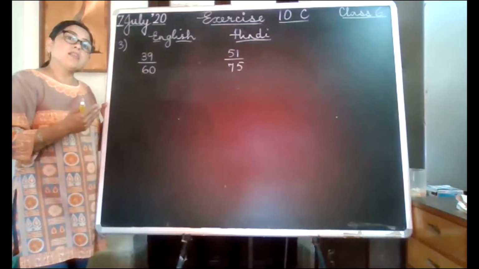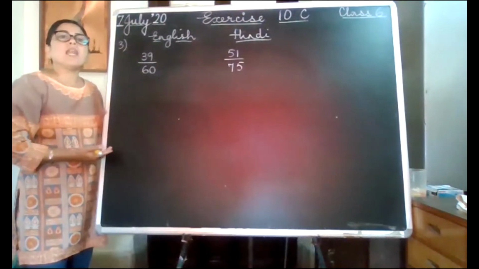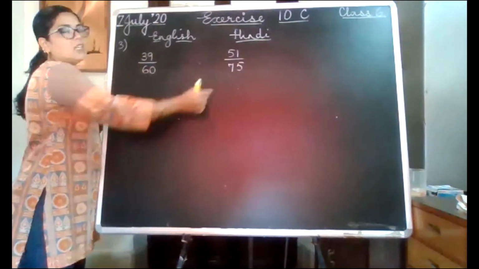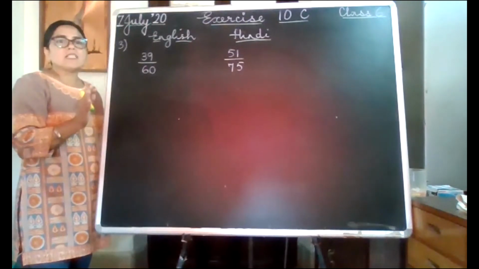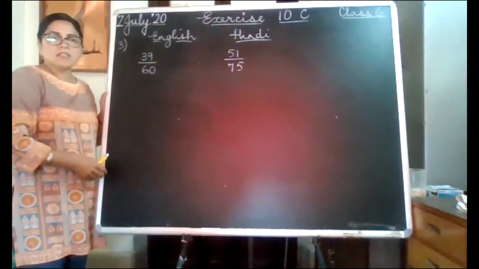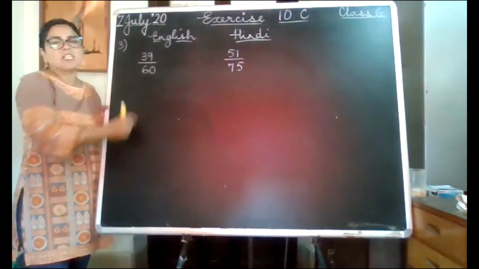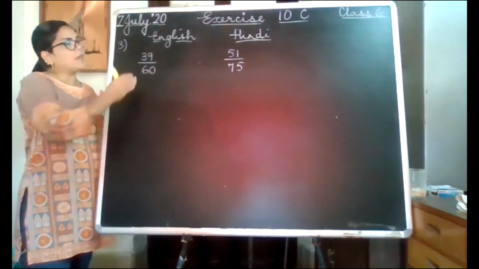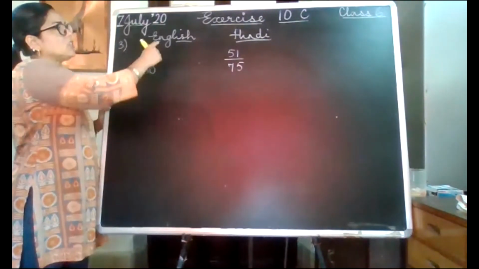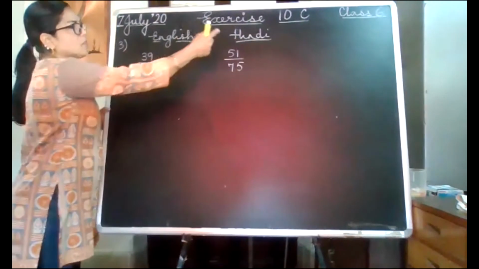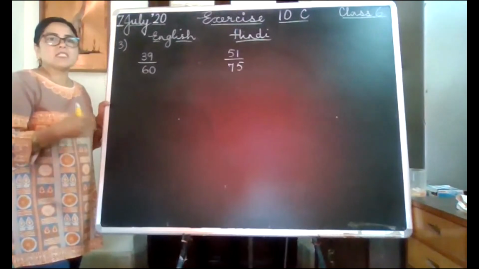There is one more method, fractions. These are unlike fractions. You can change them into like fractions by finding out the LCM of the denominators. And once they become like fractions, then you can compare easily and see which one is greater than the other, and then you will know whether the person has got better marks in English or Hindi. So had it been a fractions topic, then you would do it in that way. But now we are doing it in percentages. So we find out the percentage of marks of English, then we find out the percentage of marks of Hindi, and then we compare the two percentages and say in which she has done better.